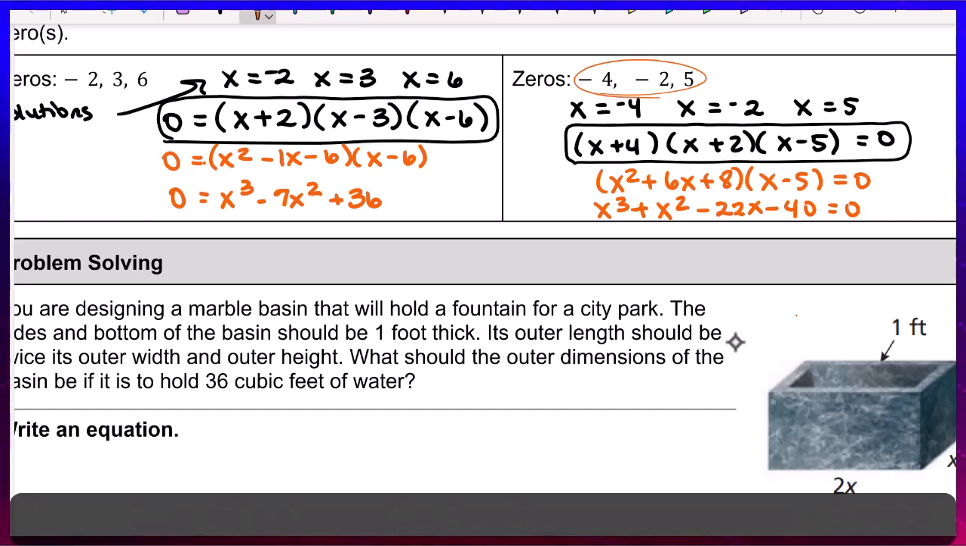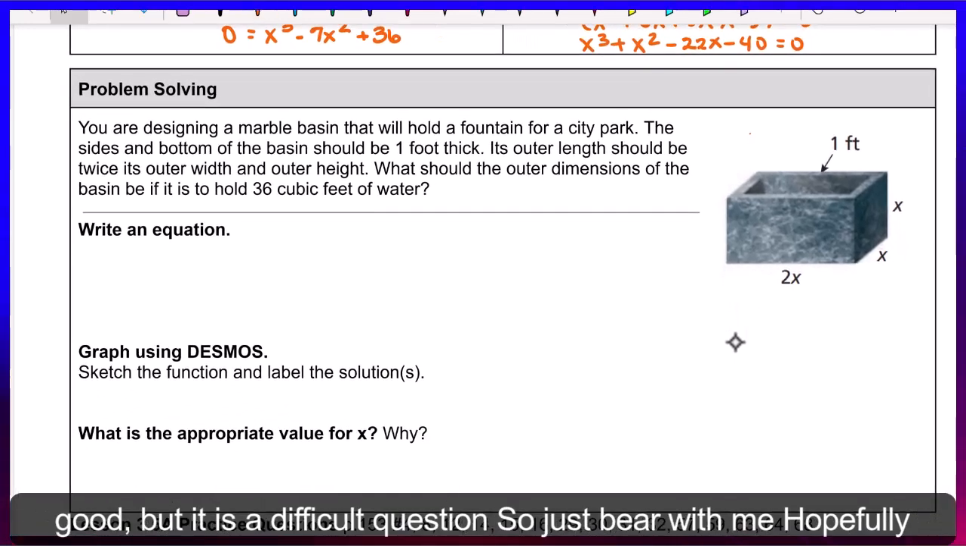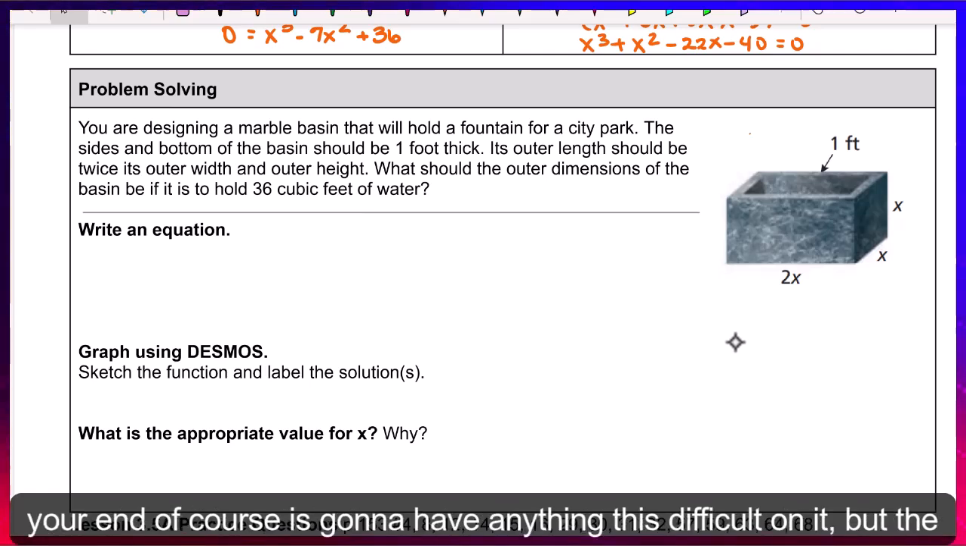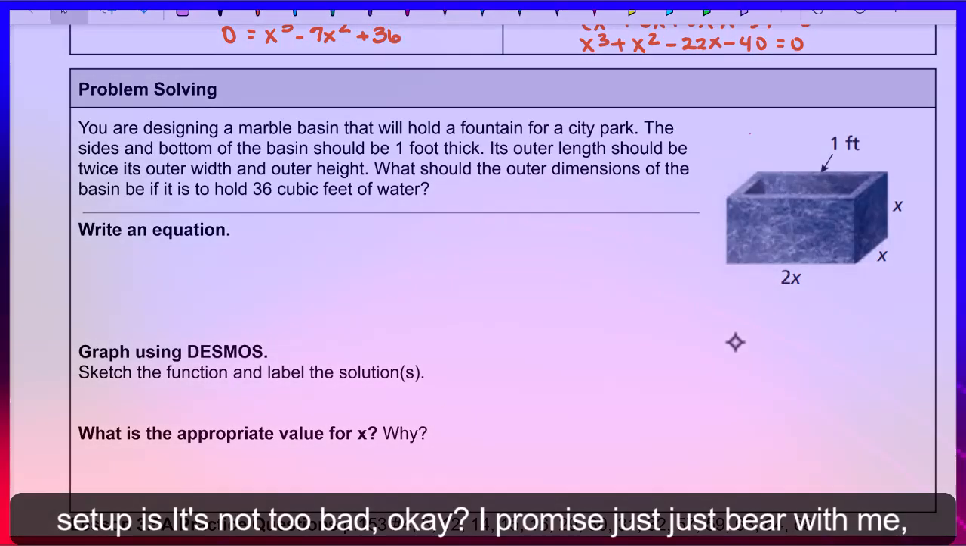Okay, so I'm just going to warn you, this last one right here is a really good, but it is a difficult question. So just bear with me. Hopefully your end of course isn't going to have anything this difficult on it, but the setup is not too bad. Okay, I promise. Just bear with me, okay?